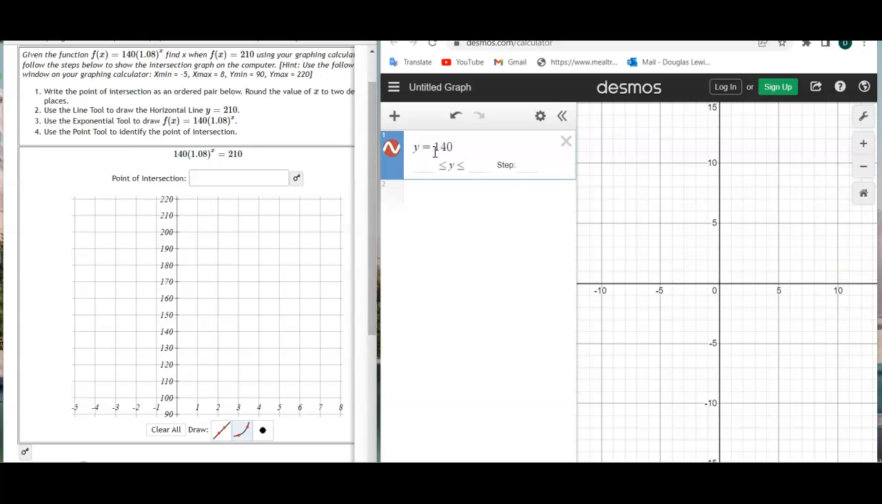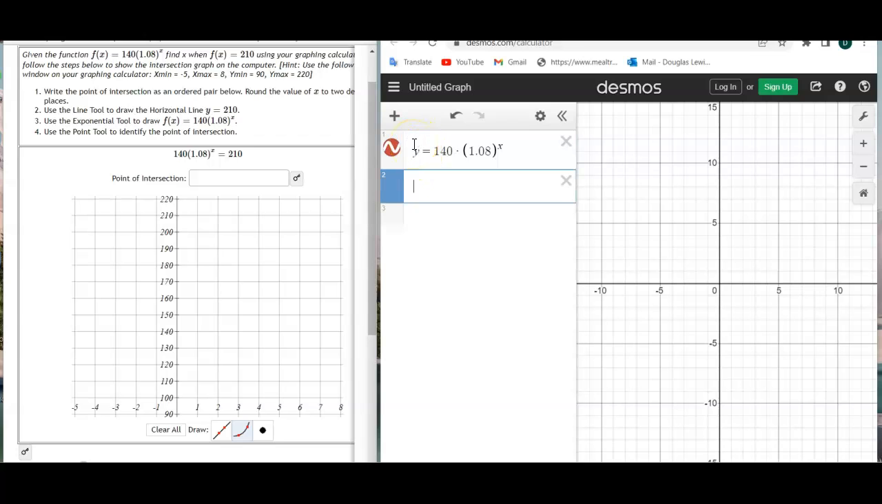140, and then you can put the times, the asterisk is a times sign. The asterisk is right above the 8, shift and 8. And then we'll put in 1.08. We actually didn't need parentheses here. And then to the power of, that's the caret, shift 6, that gives you the caret. That makes it an exponent, and then an x. So 140 times 1.08 to the x power. That'll be one graph.